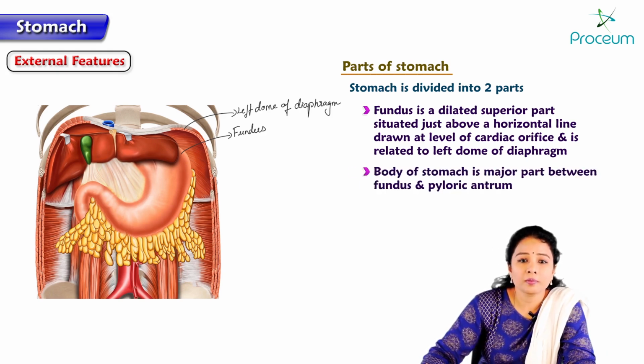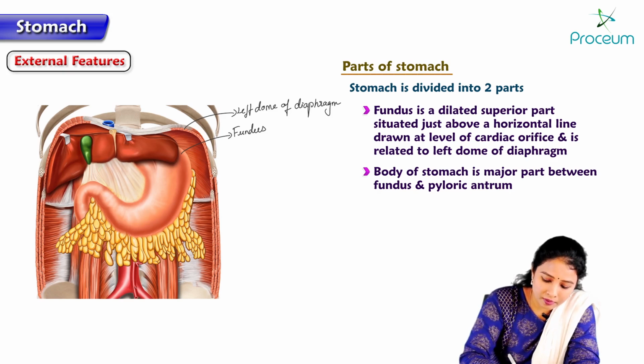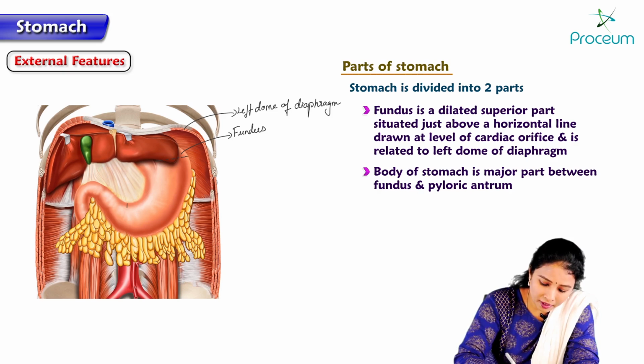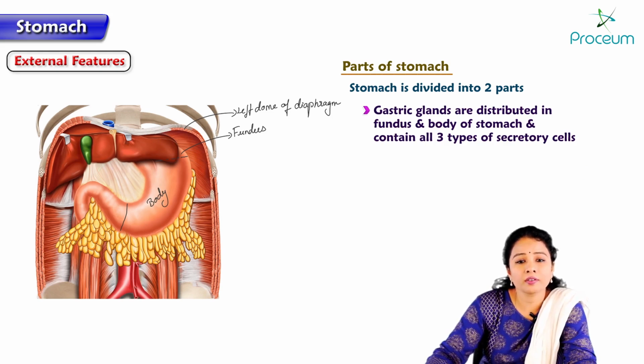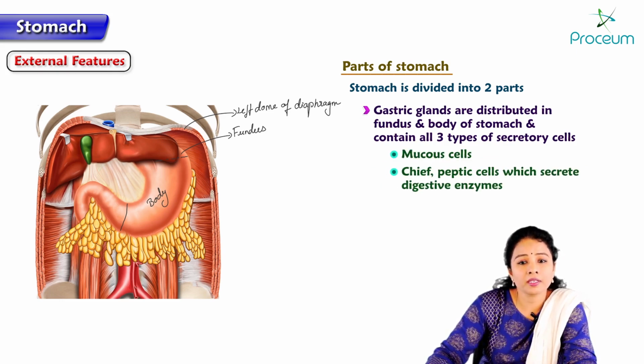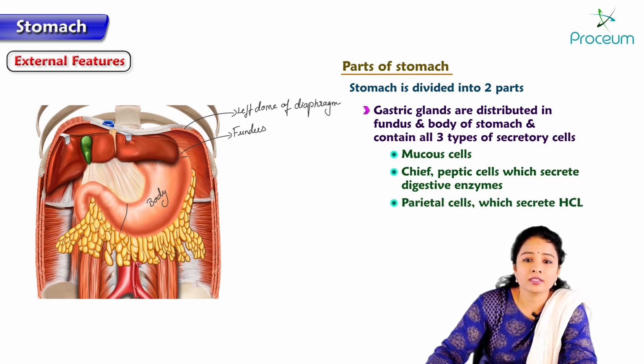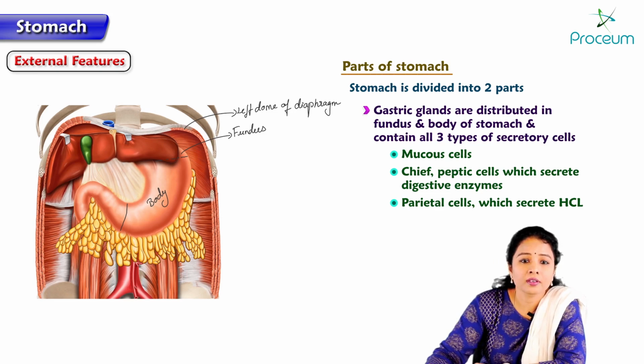The body of the stomach is the major part between the fundus and the pyloric antrum. Between the fundus, which is hiding below the liver, and the pyloric antrum is the body. Gastric glands are situated in the fundus and the body of the stomach, which contain all three types of secretory cells: mucous cells, chief peptic cells which secrete digestive enzymes, and parietal cells which secrete HCl, that is hydrochloric acid.